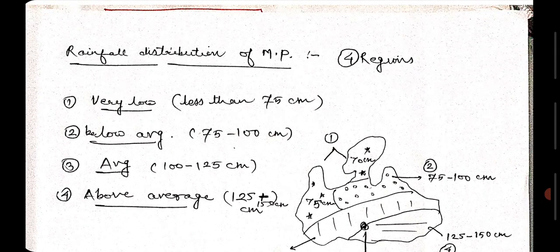So first is very low, less than 75 centimeters. Second is below average, 75 to 100 centimeter. Third is average, 100 to 125. Fourth is more than 125. Very low is mainly Central India Plateau. Below average, 75 to 100 centimeter, is Bundelkhand. Average, 100 to 125 centimeter, is Narmada Son Valley and Riva Panna Plateau. And above average is southeast part.